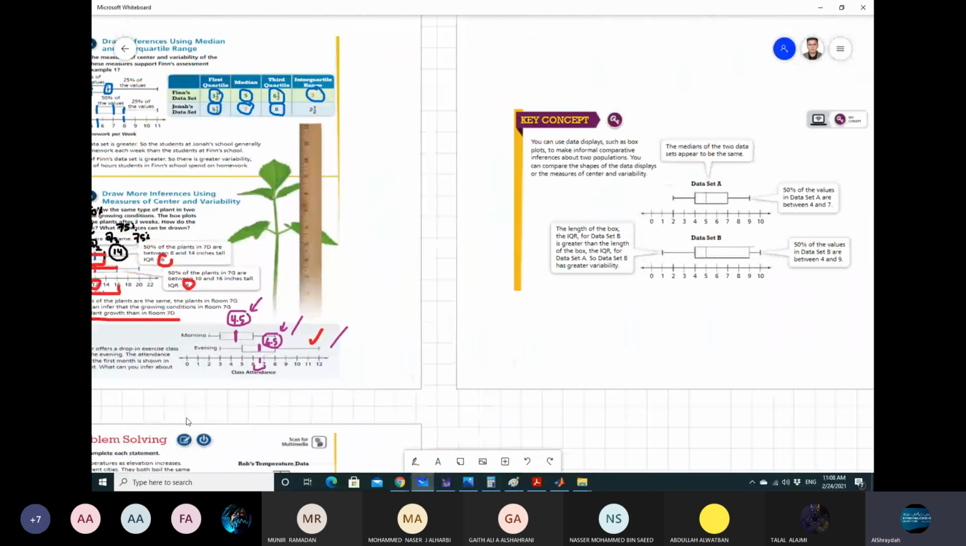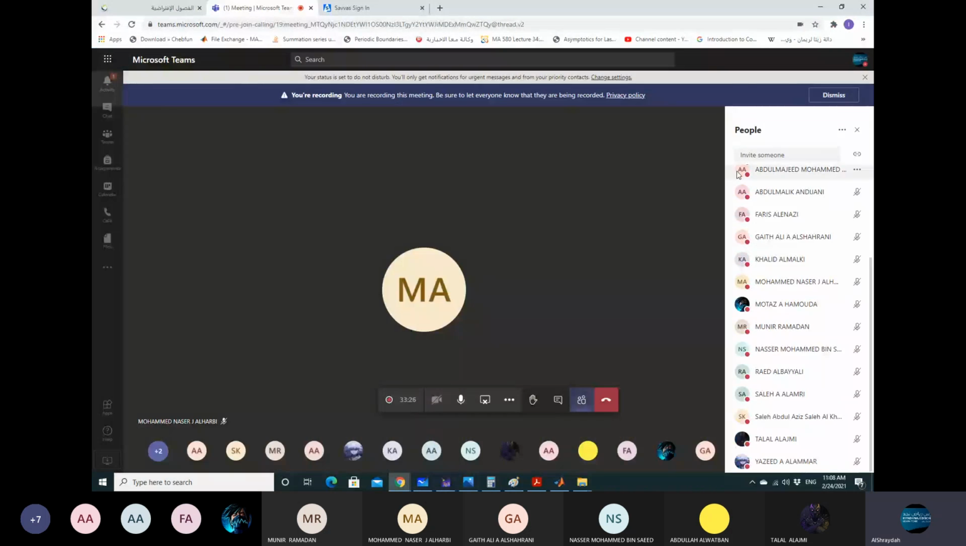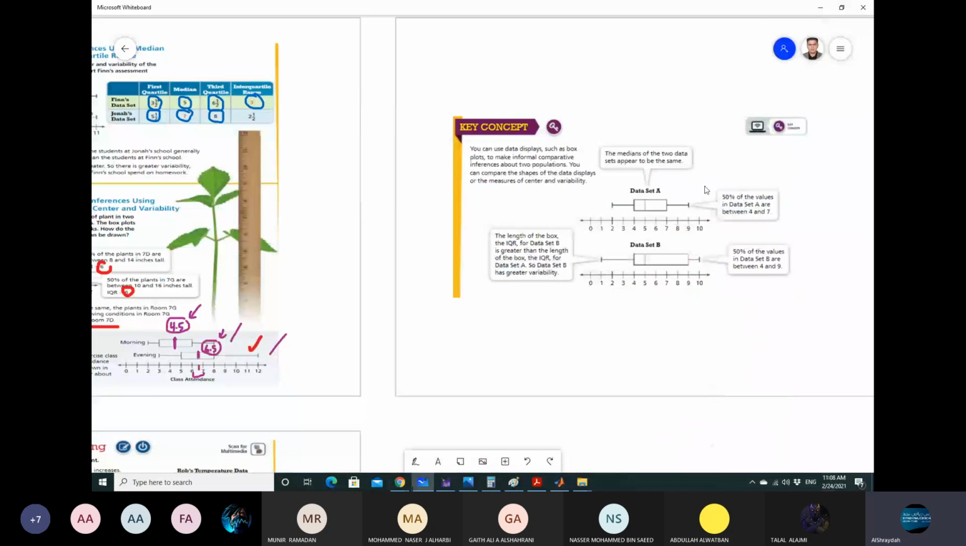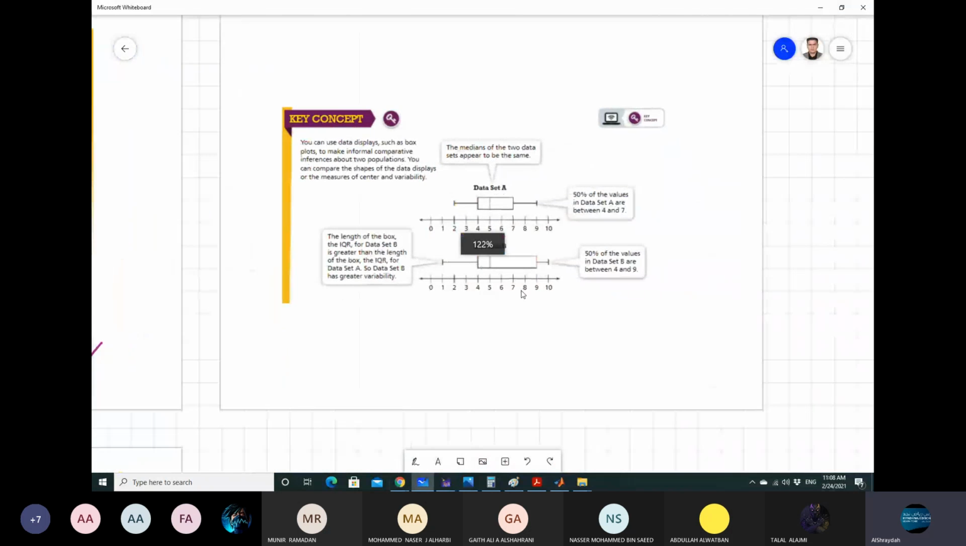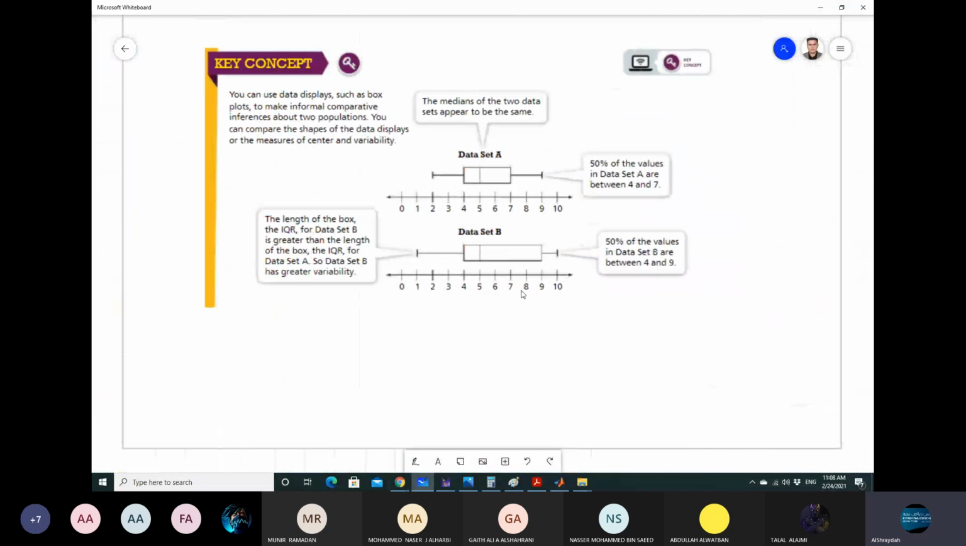Students, please concentrate, and if you have any question, please raise your hand. Now, as a key concept, look here: you can use data displays such as box plots to make informal comparative inferences about two populations. Here we have two data sets. The median here is 5.